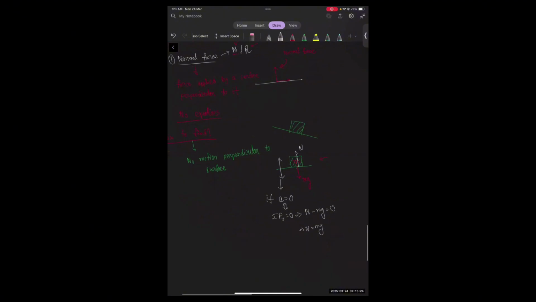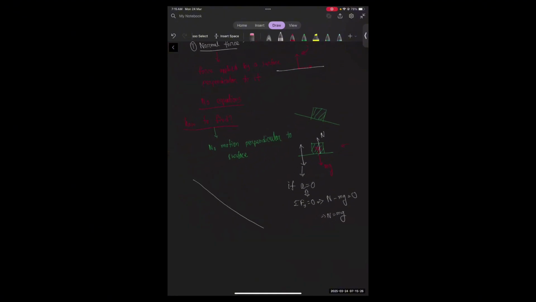Okay, a slightly more interesting case. You have an inclined plane. For an inclined plane, you need to take components, which I hope you have learned in vectors. So let's say we have a mass m again. Now it has weight mg, but the normal force is always perpendicular to the surface. So the normal force is pointing in this direction. Now, we cannot have any net force in the perpendicular direction.